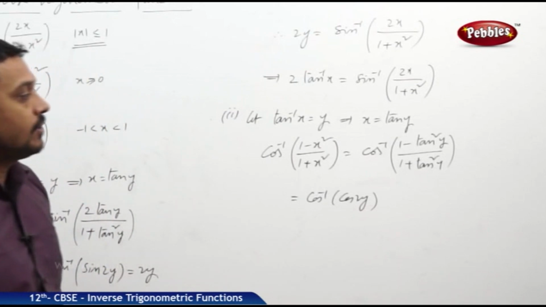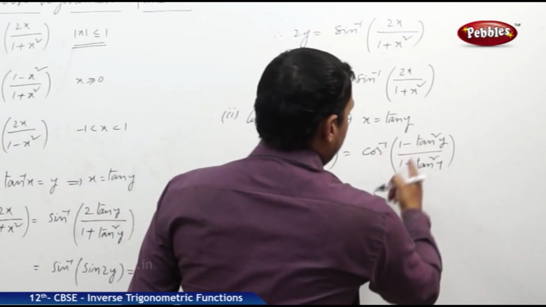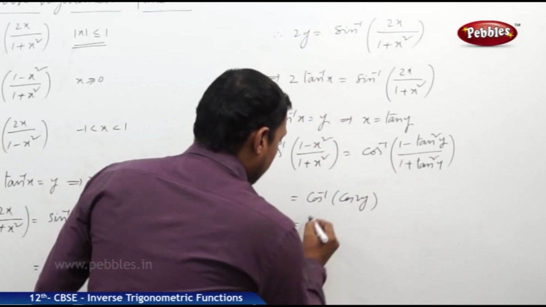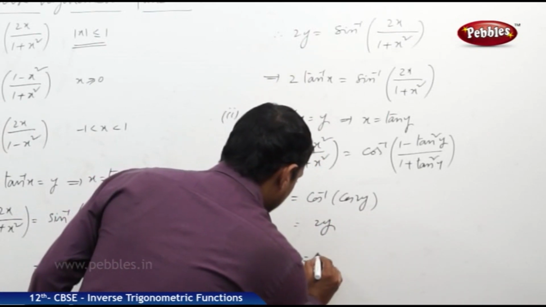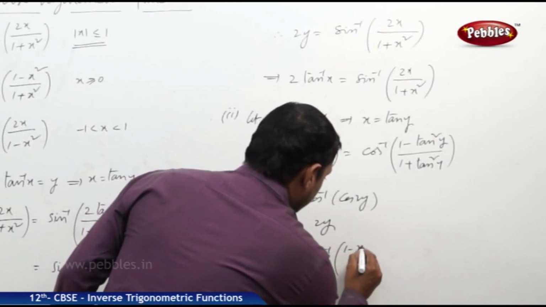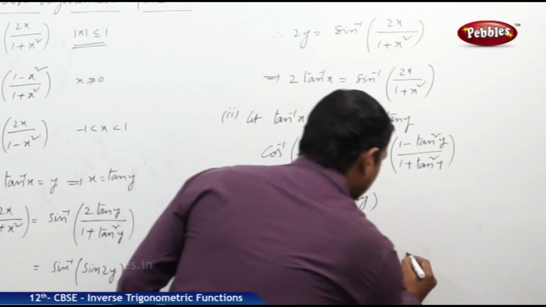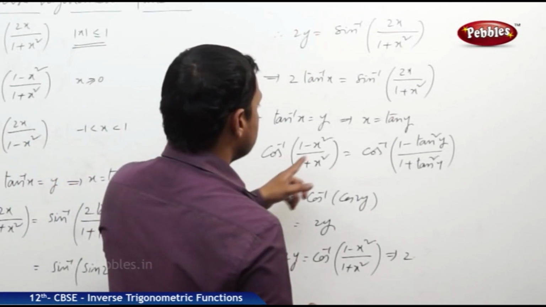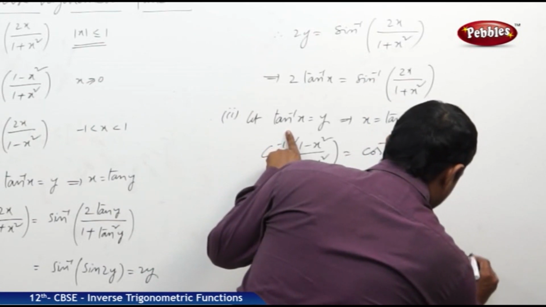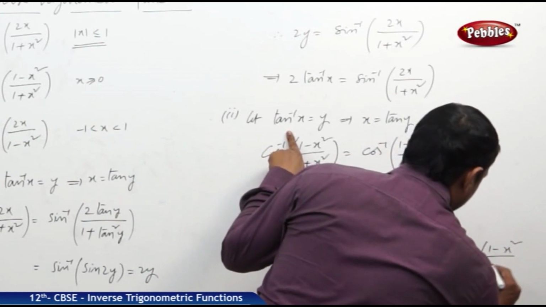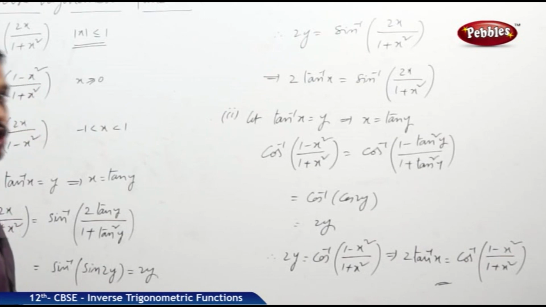1 minus tan square theta by 1 plus tan square theta is equal to cos 2 theta. Similarly, 1 minus tan square y by 1 plus tan square y is cos 2y. Now cos inverse of cos 2y is equal to 2y. Therefore 2y is equal to cos inverse of 1 minus x square by 1 plus x square, but y is equal to tan inverse x. So 2 tan inverse x is equal to cos inverse of 1 minus x square by 1 plus x square for every x greater than or equal to 0.